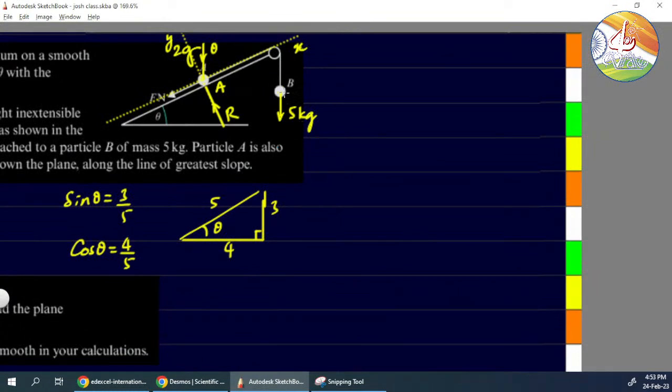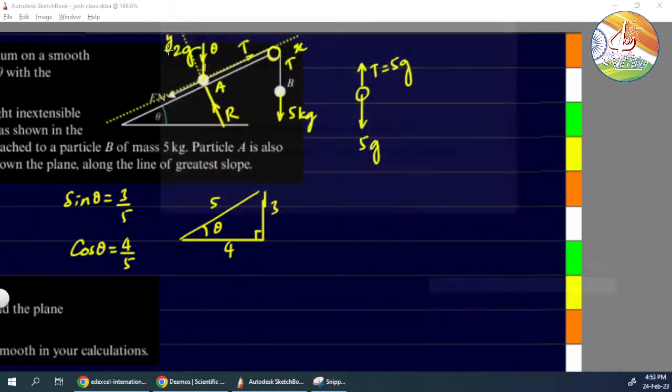So if you take the free body diagram of this part, downward is 5g, upward is tension, right? Downward and upward both will be equal. So tension will also be 5g. Now this is a smooth pulley, and on both sides of the smooth pulley we will have the same tension. If tension is T on this side, that side will also be tension T. Now we need to take the free body diagram of this part.